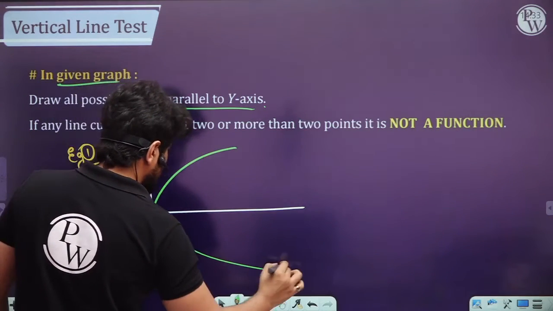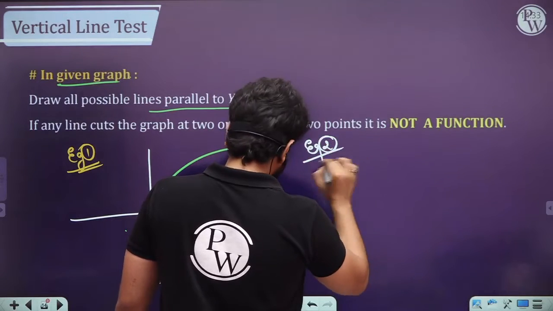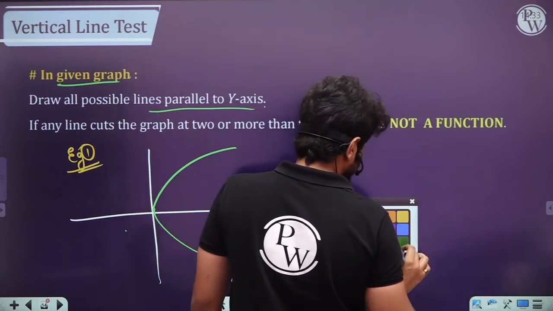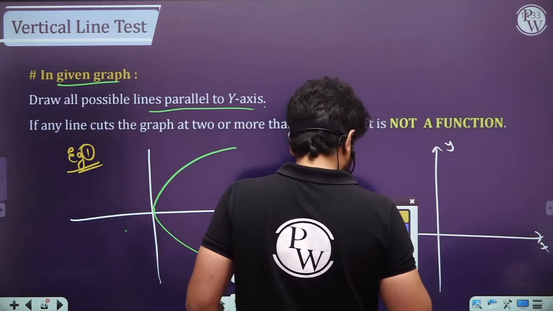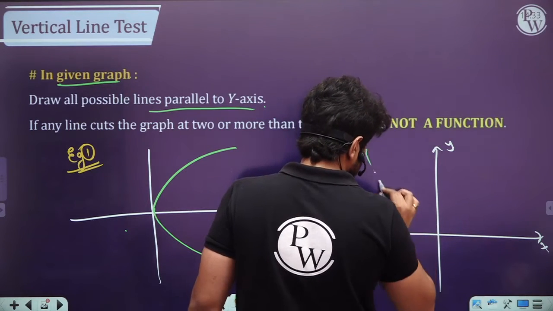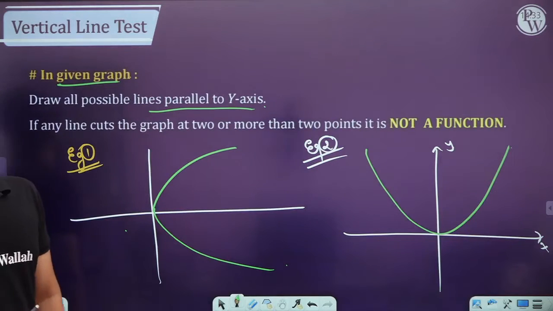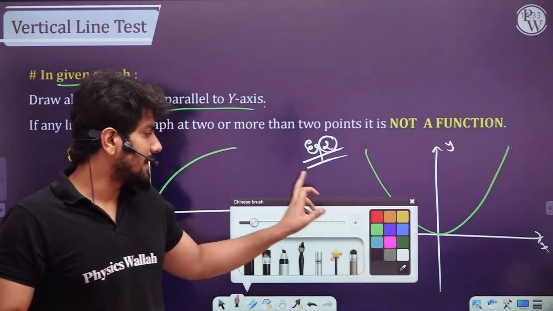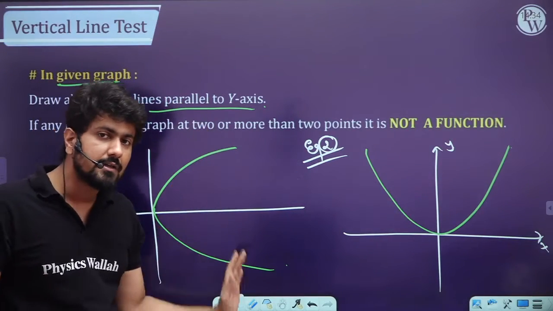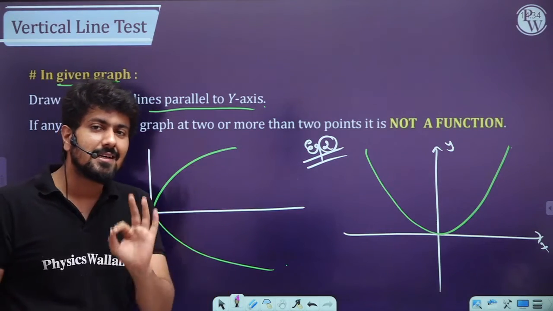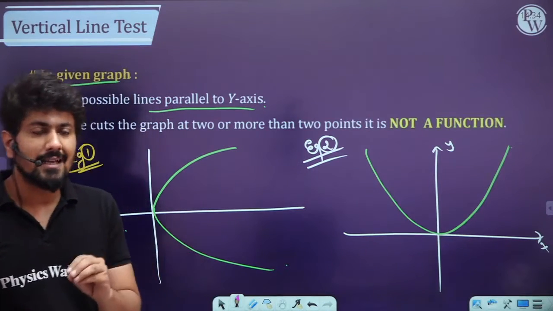Okay. Now example 2. Tell me which of the following graphs represents the graph of a function. The vertical line test says that if you draw any vertical line, wherever, all the possible vertical lines, and the vertical line cuts the graph at 2 or more than 2 points, I can say if the vertical line cuts the graph at more than 1 point.